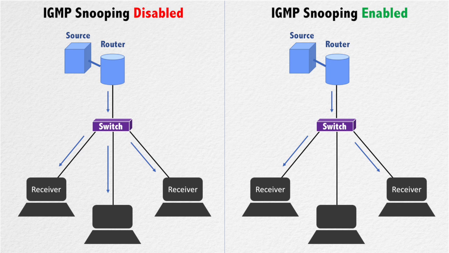You may also hear about IGMP Snooping in addition to IGMP Proxy. IGMP Snooping looks at the multicast traffic. It prunes the multicast traffic so it doesn't go to the devices that haven't requested the multicast service.